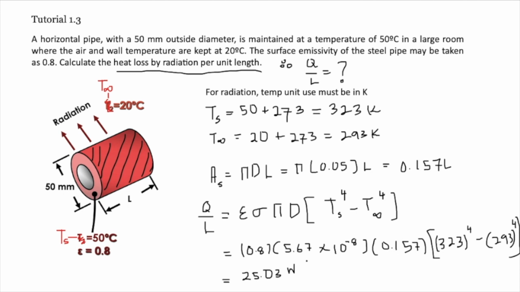heat loss by radiation per unit length is 25.03 watt per meter. Alright then, so I've shown you all three modes of heat transfer and how we can calculate the heat transfer for each mode.